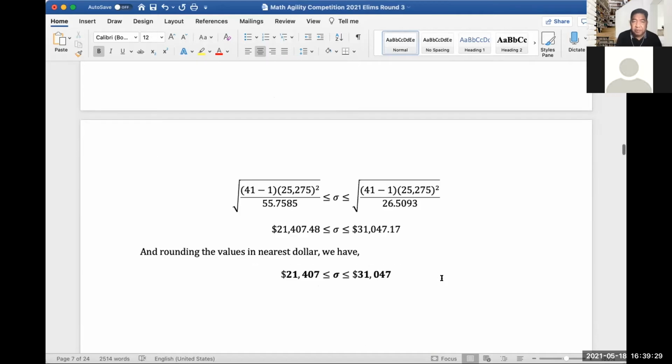So simply substitute what we already solved. So 41 minus 1, times 25,275 squared, divided by 55.7585, right? And then we will be able to solve 21,470.48. And then on the upper limit, that's the square root of 41 minus 1, times 25,275 squared, divided by 26.5093.